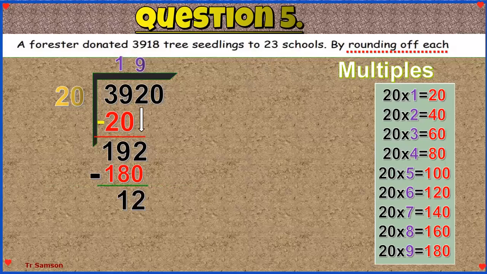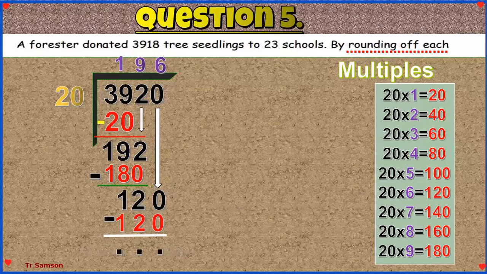12. What do we do? Look at the 0 up there. So you must drop it. When you drop, you must divide because you are forming a new number. Look at 120. Can you see 120? Yeah, 20 is there. So 120 is 20 times 6 gives us 120. So the sum is over. So when you subtract, you get nil. So the answer is 196. And that is the correct answer.